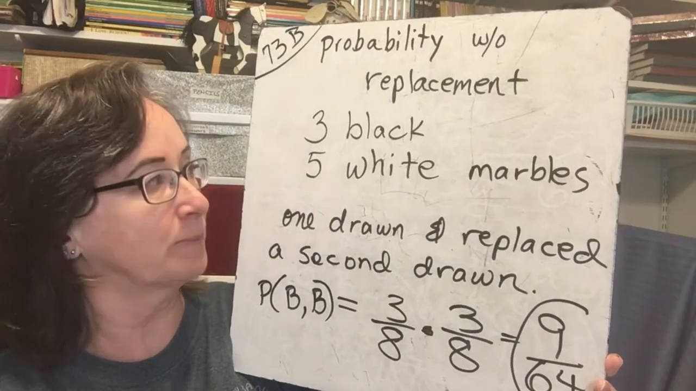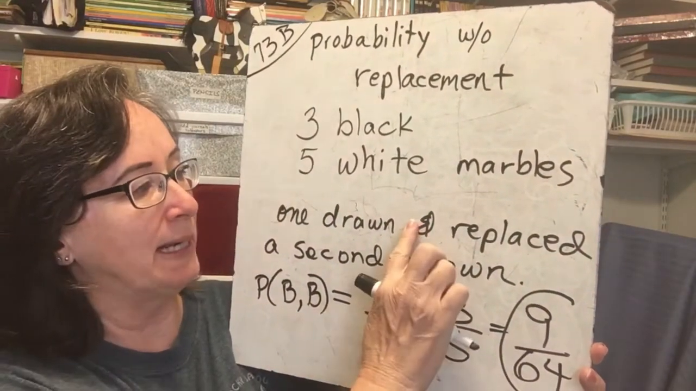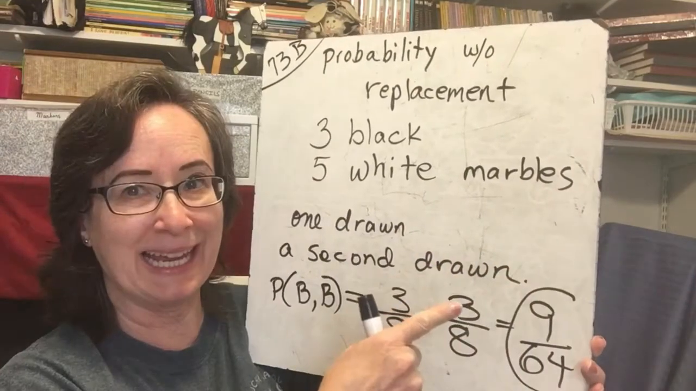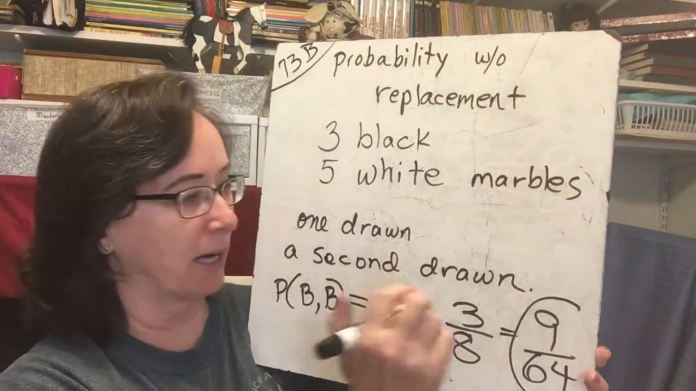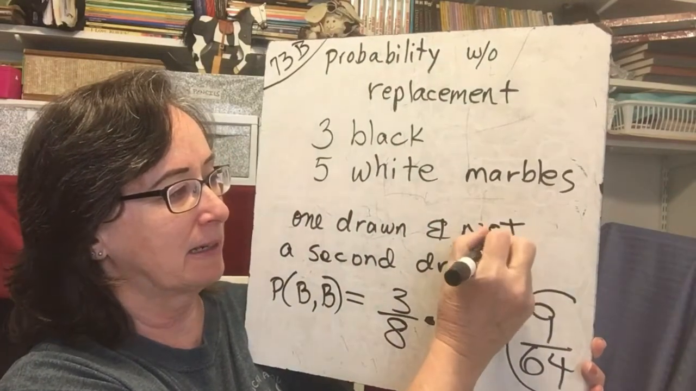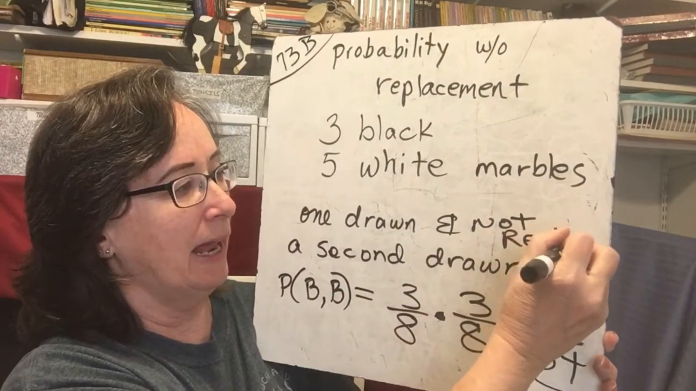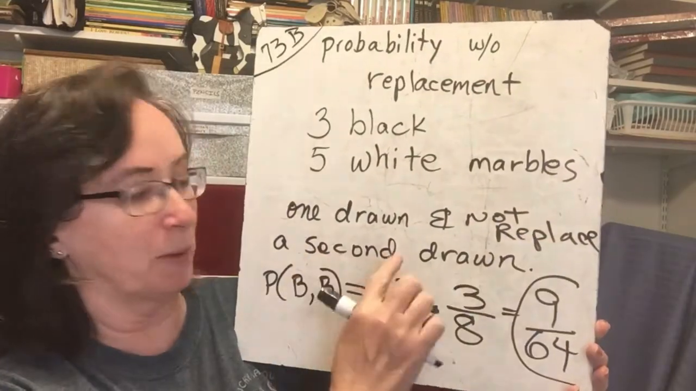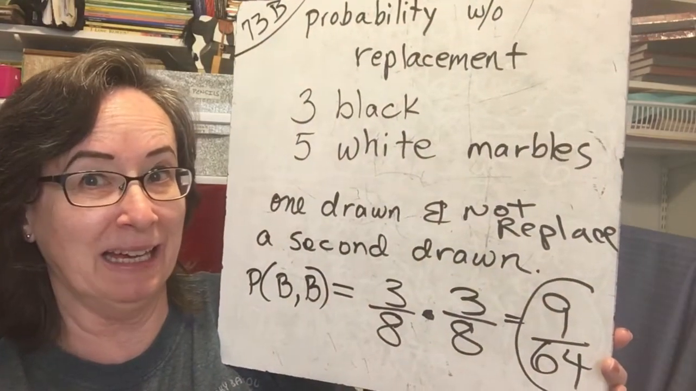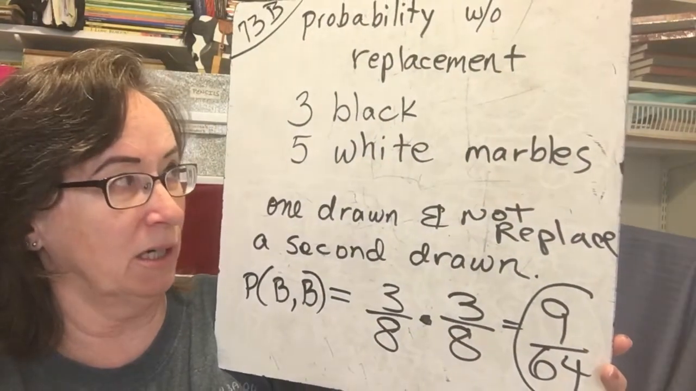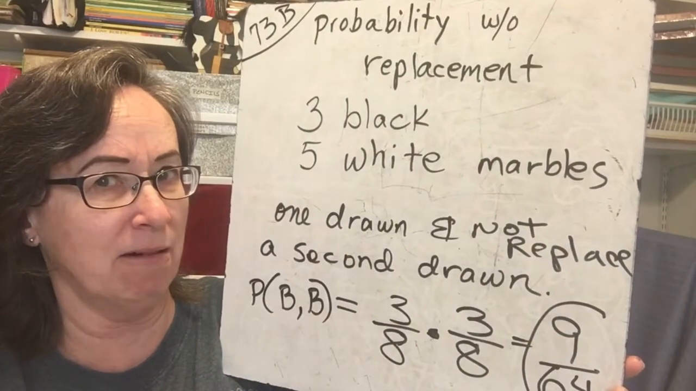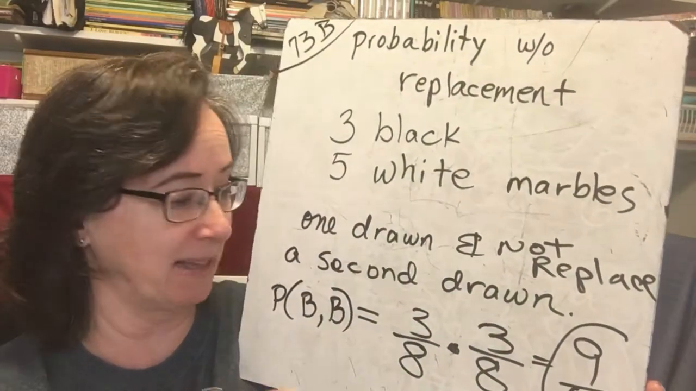However, what if we did not replace that one drawn, and then a second marble is drawn? Does the probability for black stay the same if we keep a marble out? No, it can't stay the same.